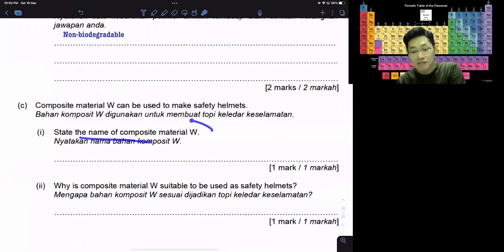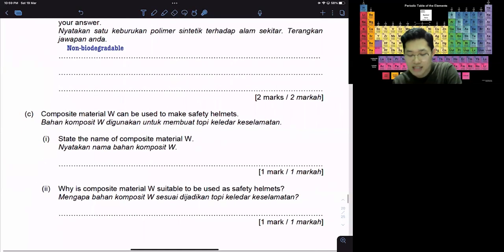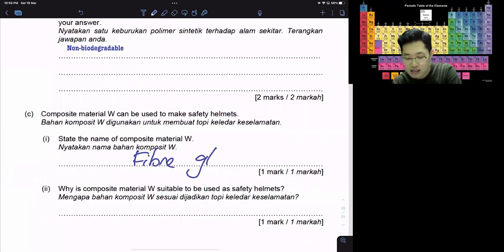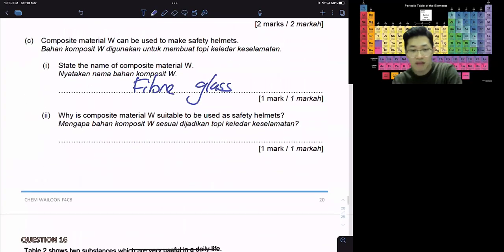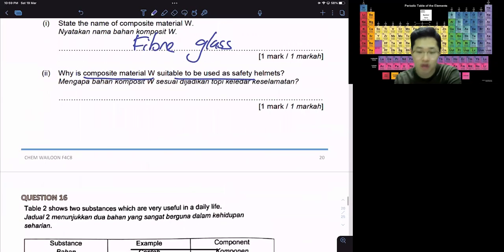State the name of composite material. W, what's W? Makes safety helmet. Fiberglass. Fiberglass and glass fiber is different. Why is composite material W suitable to be used? Light, strong, hard.